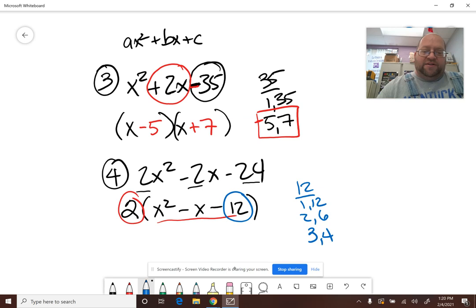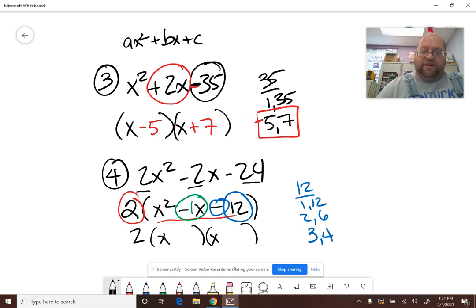Now, what is our sign here? Our sign is a negative. What does that tell us? That we need to subtract two numbers, and those two numbers need to come up with this negative 1x, okay? So let's go ahead and make our two binomials. Again, I'm just leaving this 2 hanging out here at the front. It's okay. And I know that x times x is going to make x squared.